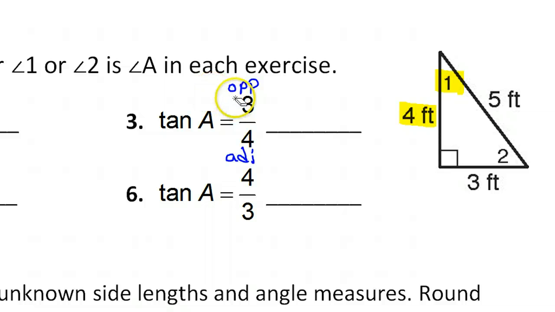So 3 has to be opposite and 4 has to be adjacent. Let's see. 3 has to be opposite. I really can just focus on that. If 3 is opposite, 3 is across from the angle, then we must be talking about angle 1, because 3 is across from angle 1. So we must be talking about angle 1. And sure enough, 4 is adjacent. So opposite, adjacent, that's angle 1.